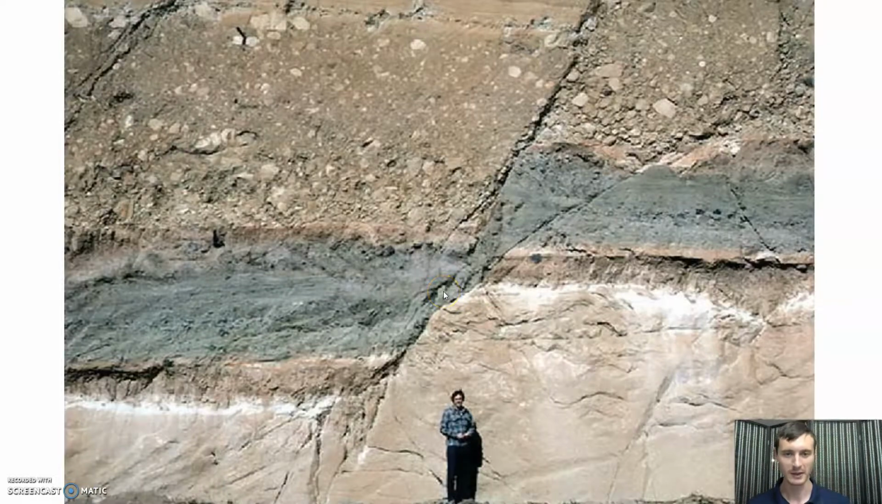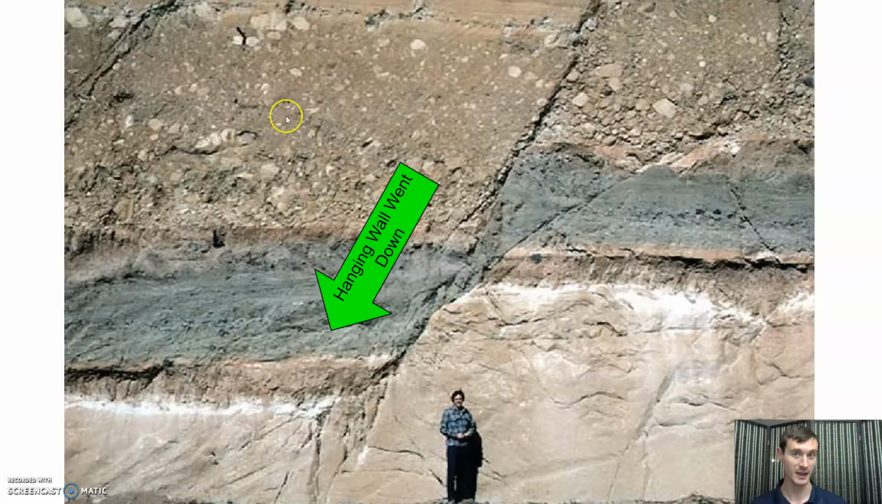Let's do another example here. So we can see our fault surface. We can see that this side, which is the hanging wall, has moved down. Let's see, if the hanging wall went down, that means this must be a normal fault.